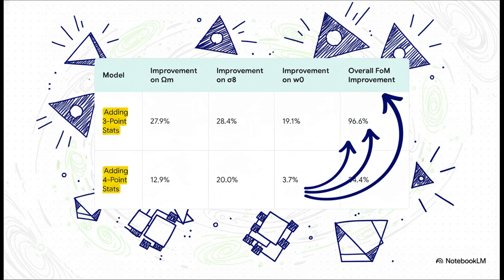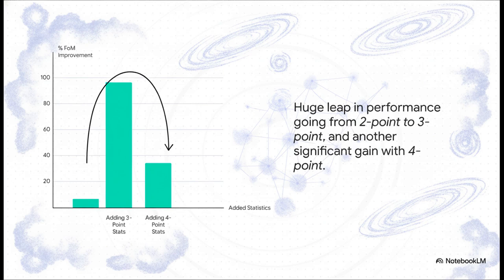And wow, the results are, well, they're kind of staggering. Just by adding in the 3-point statistics, the triangles, the AI's overall certainty about the universe's properties improved by more than 96%. And then adding the 4-point statistics on top of that gave it another 34% jump. This is a clear, step-by-step, massive increase in what we can know, and we can actually see it happening. And you can see that massive leap in performance right here on this chart. The C3NN is successfully pulling out all that hidden information from the triangles and the quadrilaterals, and it's turning those complex patterns into much, much more precise science.